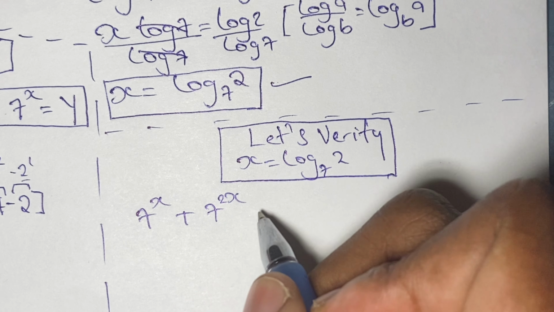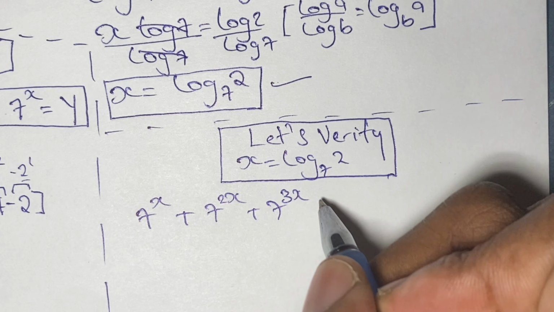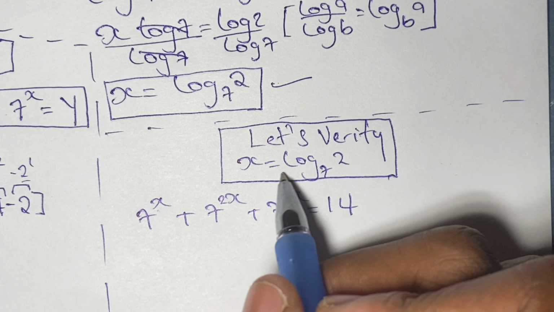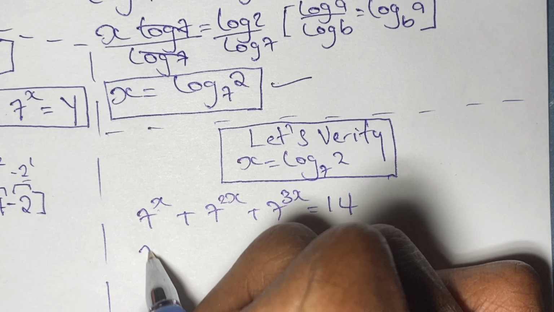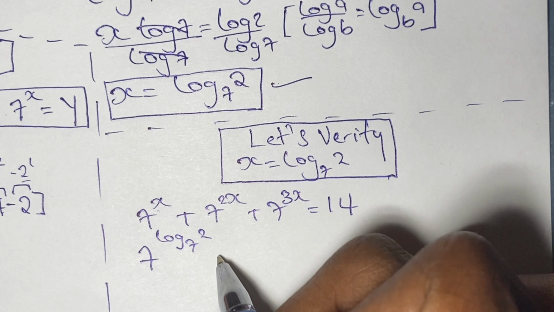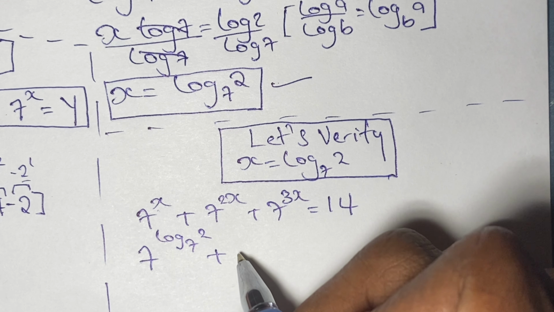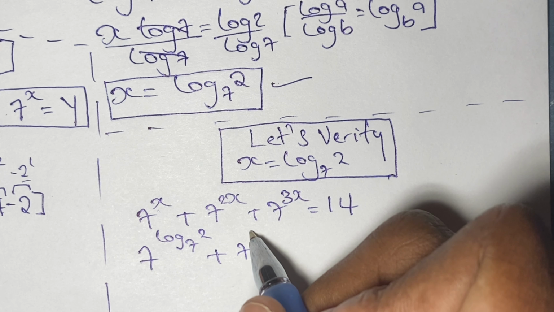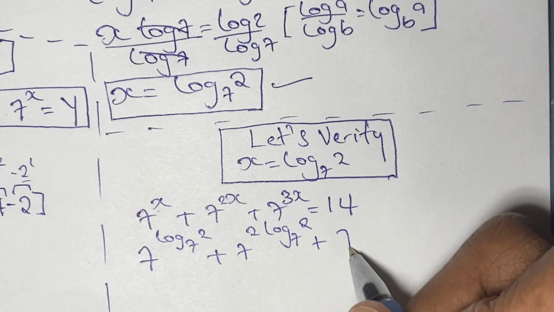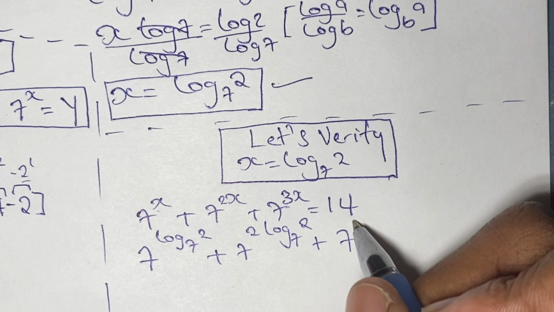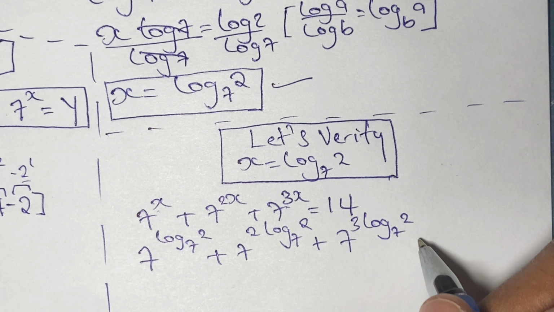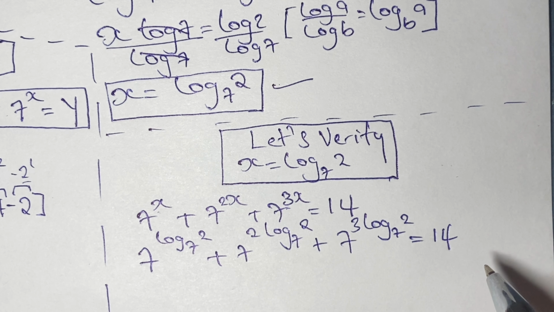So again, we verify this solution by having our equation rewritten. So we'd have 7 to the power of x plus 7 to the power of 2 times x plus 7 to the power of 3 times x is equal to 14. Now all that we'll do from here is substitute x for this value. So we'd have 7 to the power of log base 7 of 2, plus 7 to the power of 2 times log base 7 of 2, and from here we continue by saying plus 7 to the power of 3 times log base 7 of 2. And this should evaluate to 14.